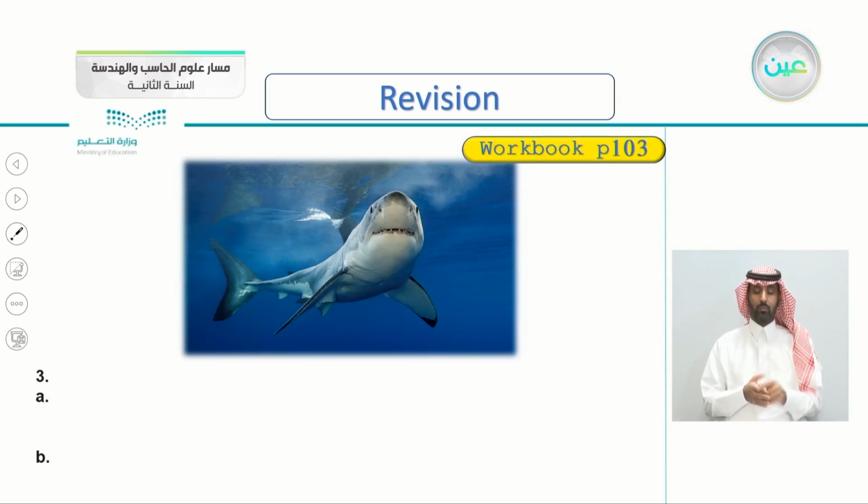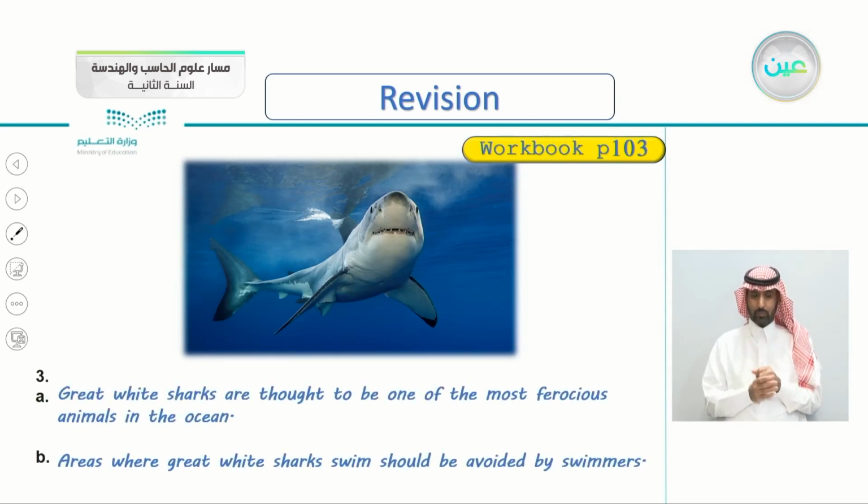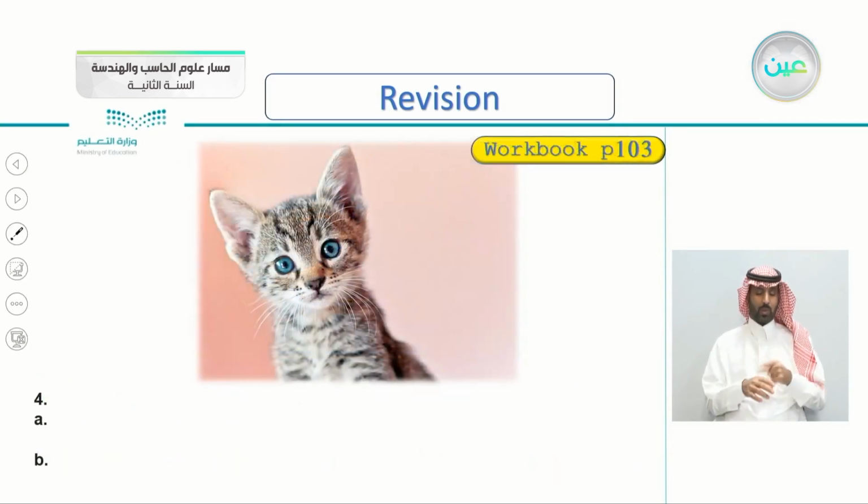Very good, but here I've written great white sharks are thought, so this is the reporting verb here, are thought to be one of the most fiercest animals in the ocean. B, areas where great white sharks swim should be avoided by swimmers. Very good. Moving to the fourth picture, the picture of the kitten here, or the cat.